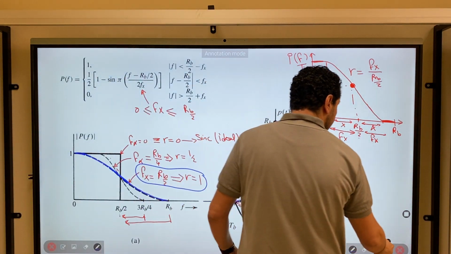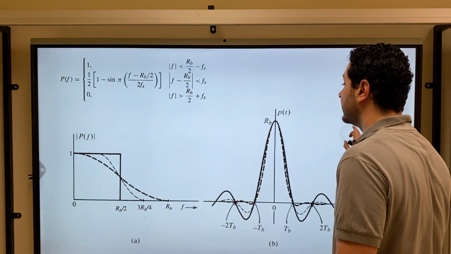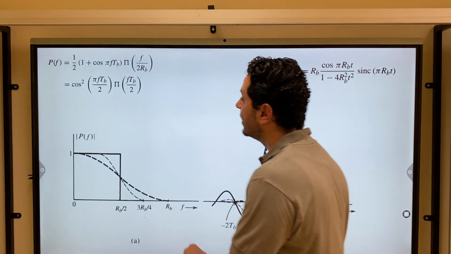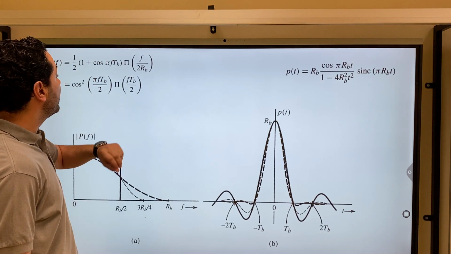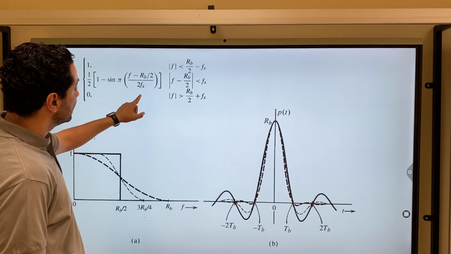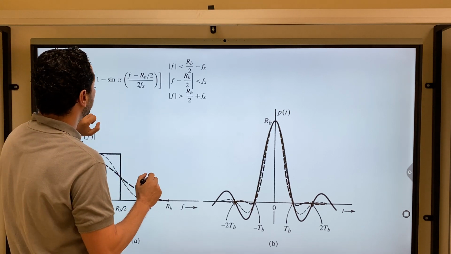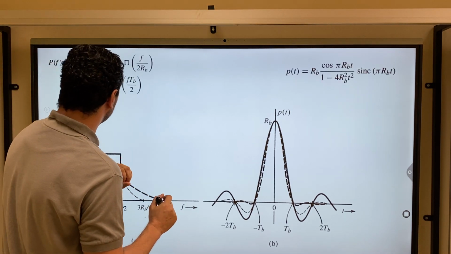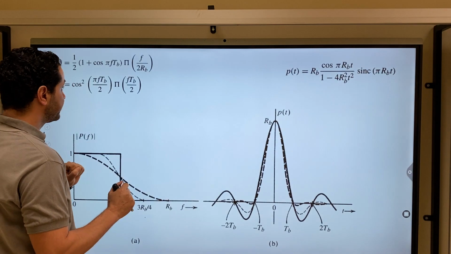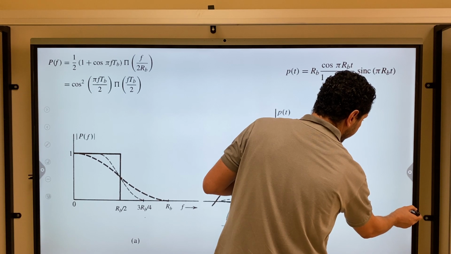I'm going to show you now the equation for the raised cosine. It looks like this. This is in the frequency domain. When we substitute fx equals rb over 2 in this equation, this is the equation of the family. When we substitute fx equals rb over 2, what will we get? We will get that the frequency response of the raised cosine looks like this: 1 plus cosine pi ftb multiplied by rect function. This is in the frequency domain, right?